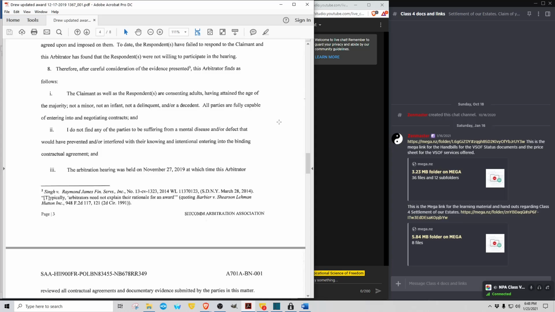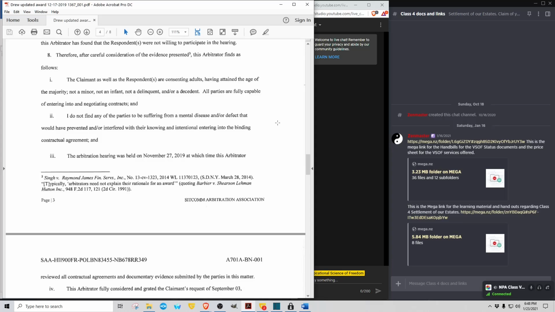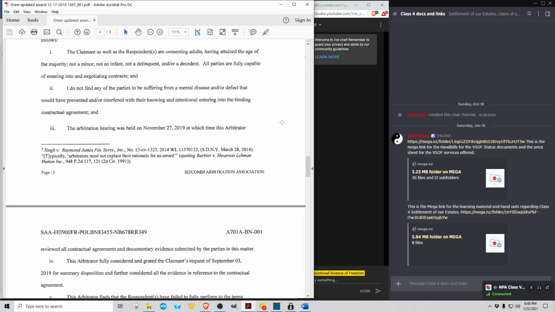The claimant, as well as the respondents, are consenting adults, have attained the age of majority, not a minor, not an infant, not a delinquent, and not a decedent. Notice that. The arbitrator made sure that your status was proper, okay? All parties are fully capable of entering into and negotiating contracts, and I do not find any of the parties to be suffering from a mental illness or disease or defect that would have prevented or interfered with their knowledge and intention in entering into the binding contractual agreement.